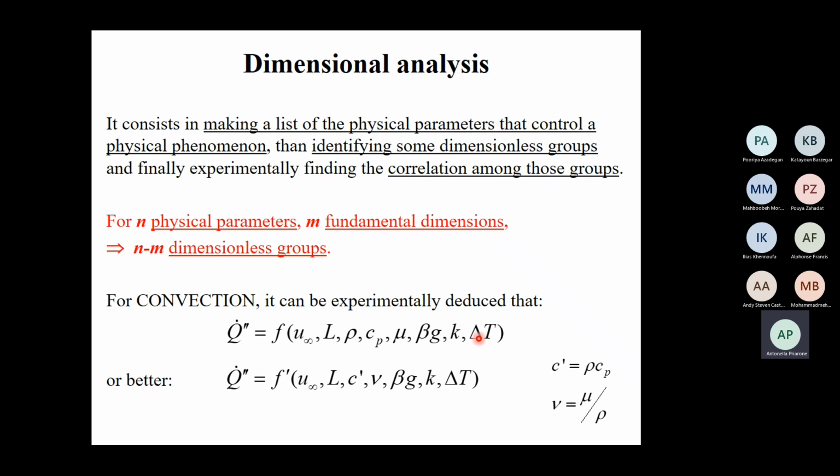Thermal conductivity, obviously, and delta T, the temperature difference between the solid wall and the undisturbed fluid. I can rearrange this list of parameters in another way by introducing the heat capacity, C first, that is the product between the density and the specific heat capacity, and also introducing the kinematic viscosity instead of the dynamic one. At the end, I have this list of parameters.